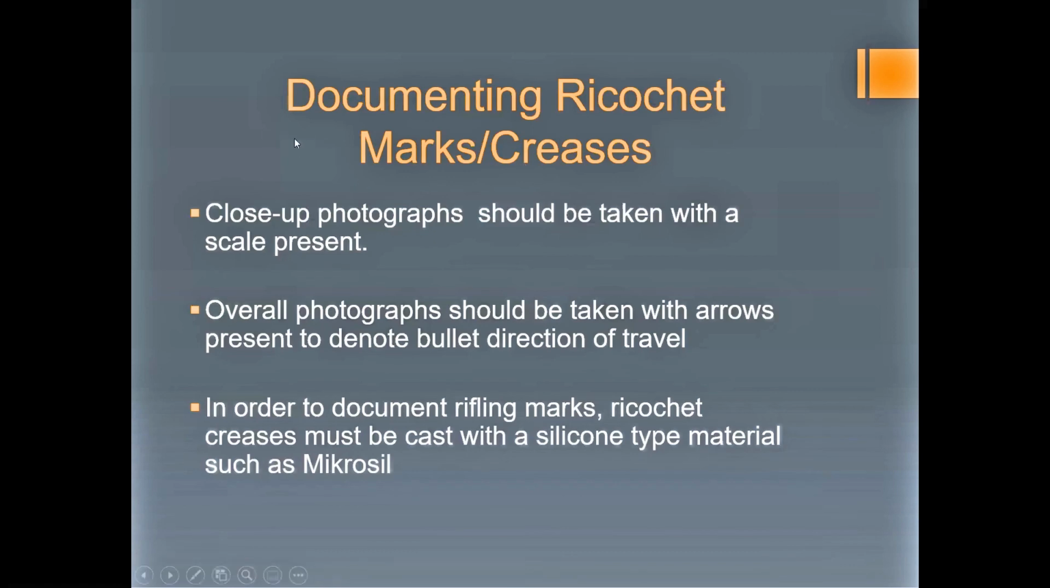So how do we document ricochet marks and creases? Close-up photographs should be taken with a scale present. Overall photographs should be taken with arrows present to denote bullet direction of travel. In order to document rifling marks, ricochet creases must be cast with a silicone-type material such as Microsil. Okay, might not be every time. You might not be able to see that, but the overall is important, right?